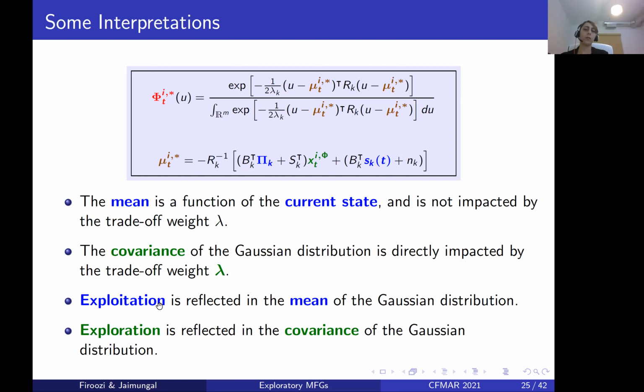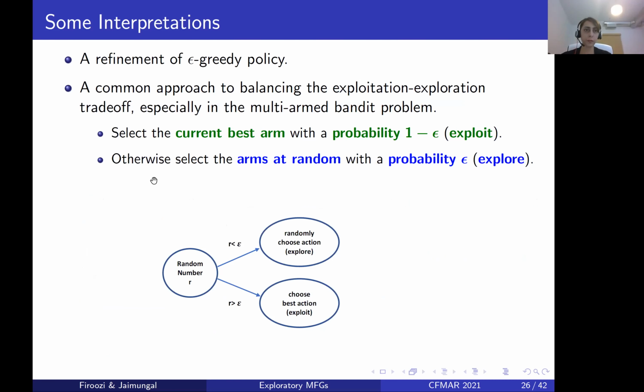So we can interpret that exploitation is reflected in the mean of this Gaussian distribution, and exploration is reflected in the covariance of the Gaussian distribution. This can be viewed as a refinement of the epsilon greedy policy.